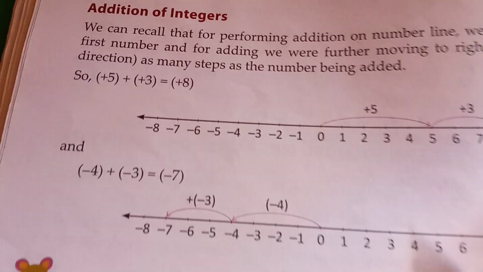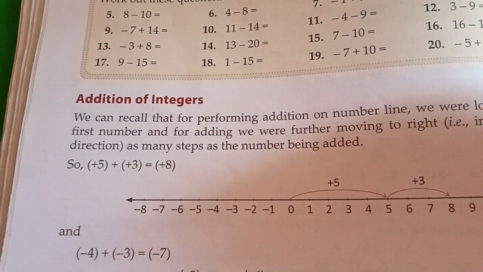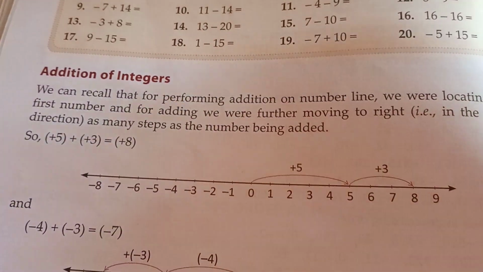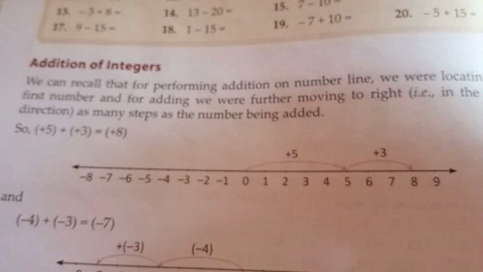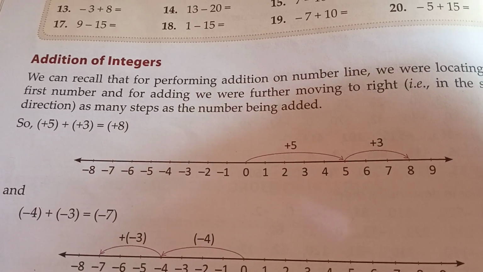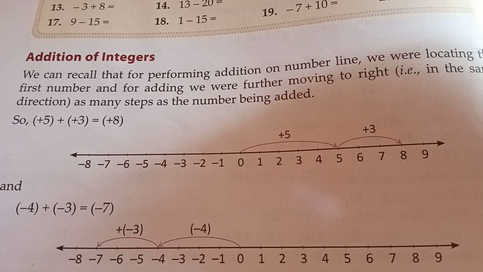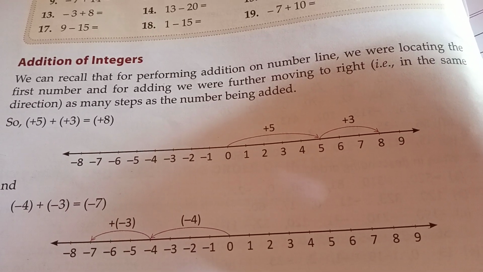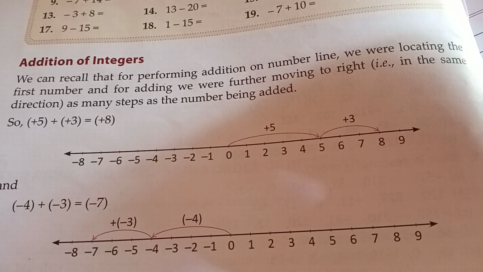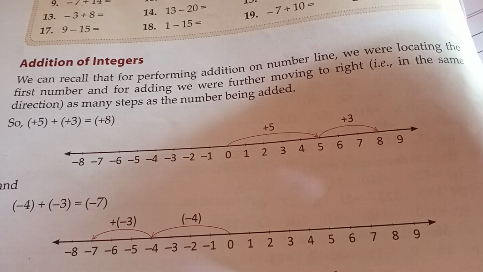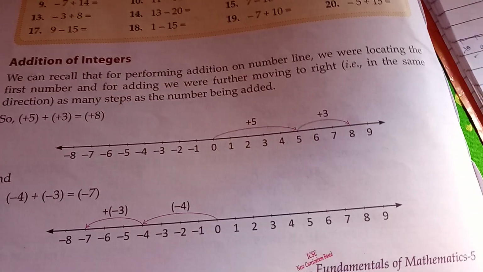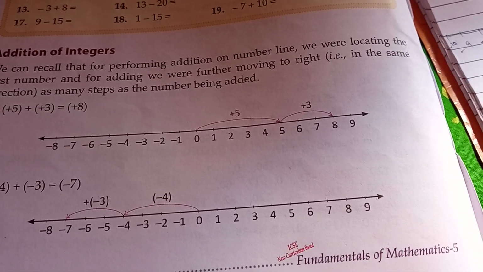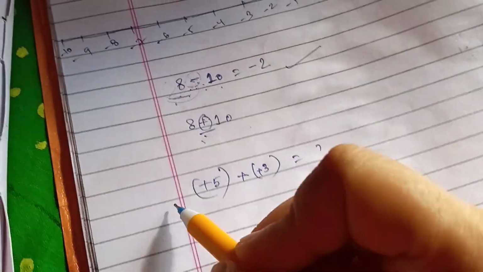Okay, next is the addition of integers. So a few concepts you now have. Now I am discussing another part of this chapter, that is the addition of integers. We can recall that for performing addition on the number line, we were locating the first number, and for adding we were moving to the right in the same direction as many steps as the number being added. So the first question is plus 5 plus of plus 3. What is the answer? This is our first example.